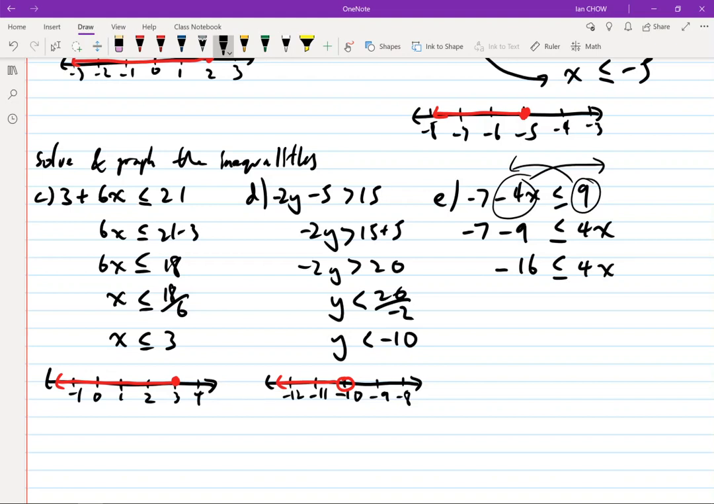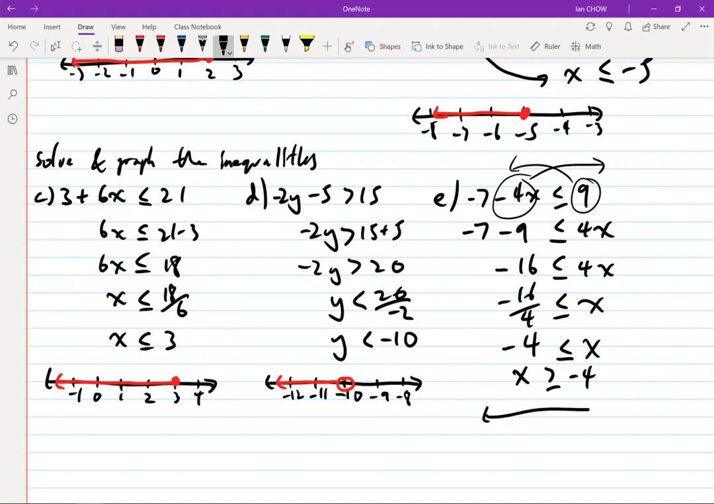And then I'm going to divide both sides by 4. And so negative 16 over 4 is less than or equal to x. And so negative 4 is less than or equal to x. And then last, what I'm going to do is just mirror the whole inequality because I want x at the left. If you read it from right to left, it's actually just x is greater than or equal to negative 4. So let's just write it this way. X is greater than or equal to negative 4.